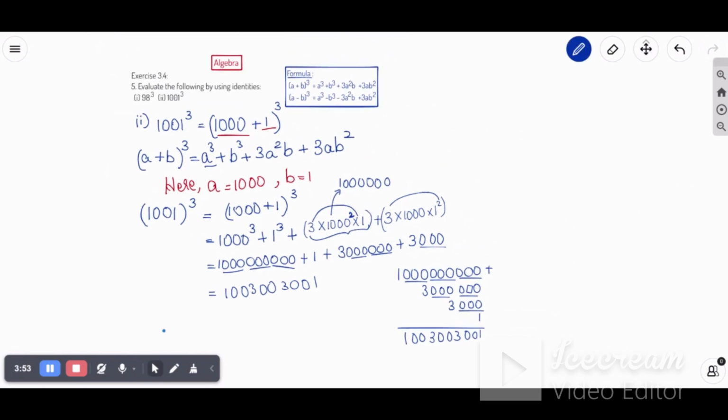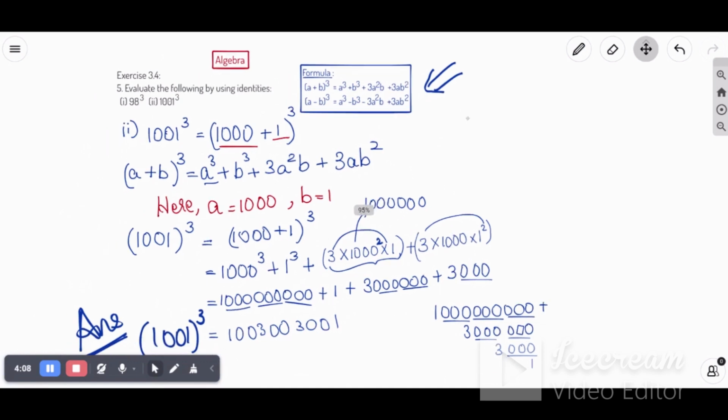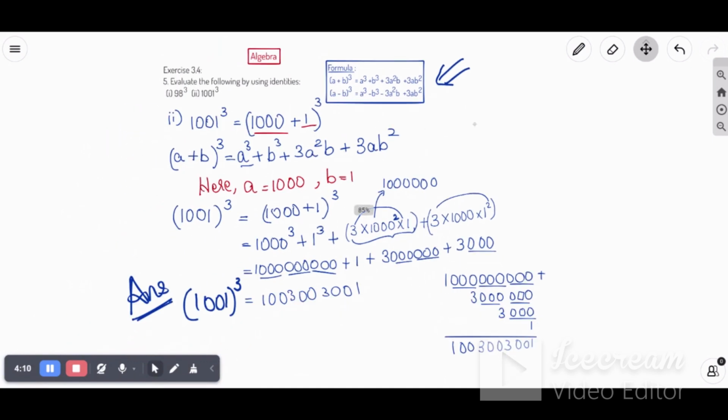So our answer is 1001 the whole cube is equal to this. So do apply the formula carefully and find the answers and write it down. Do remember this formula and study it carefully and apply it. Hope you understood this question, and refer to the next slide for the clear explanation. Thank you for watching.